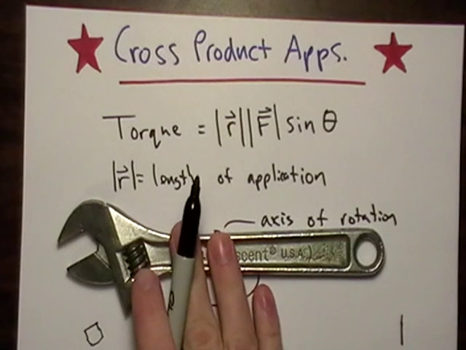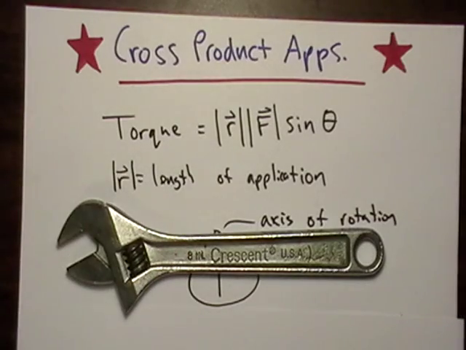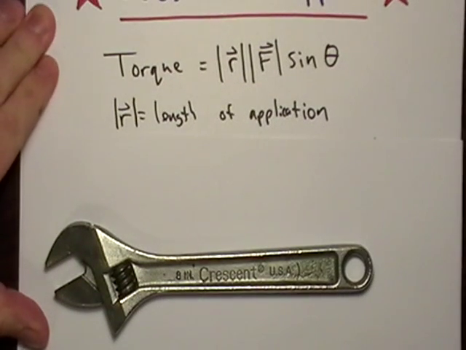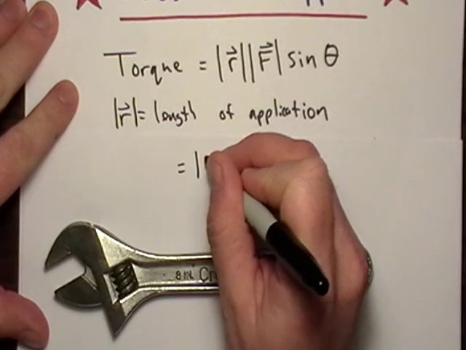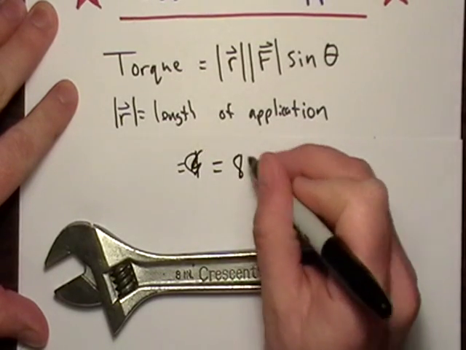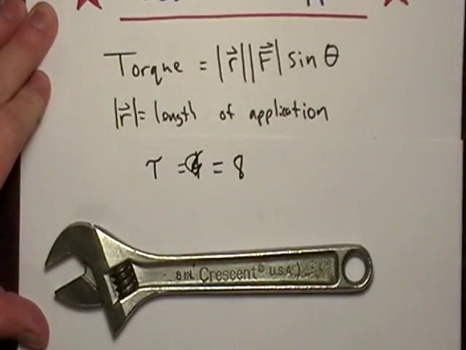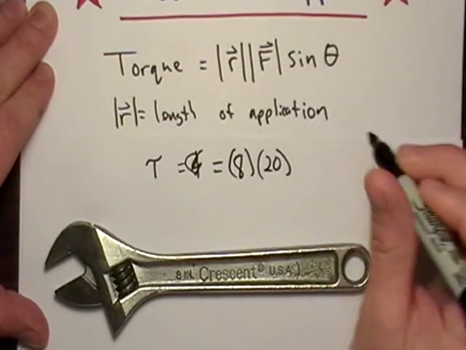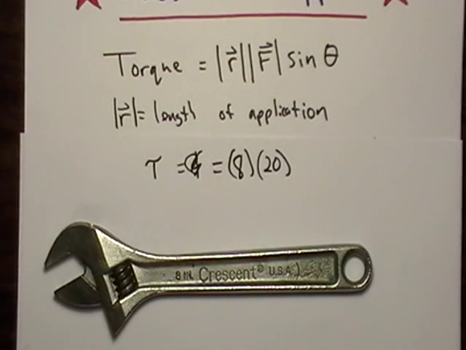So, okay, basically, let's figure out the torque on this wrench right here. So, let's say, let me get some paper. Well, we know that R is equal to 8, so we can go ahead and write that down. And usually they use a symbol tau. It's kind of like pi with one leg. And how much force am I going to put down on this thing? I'm going to put 20 pounds on it. 20 pounds, okay.